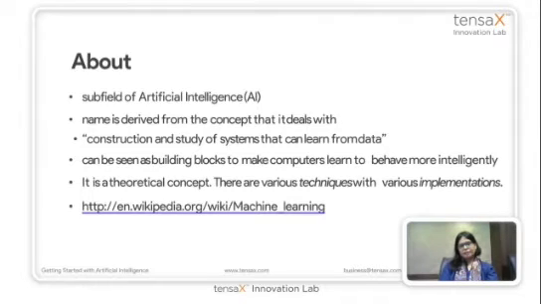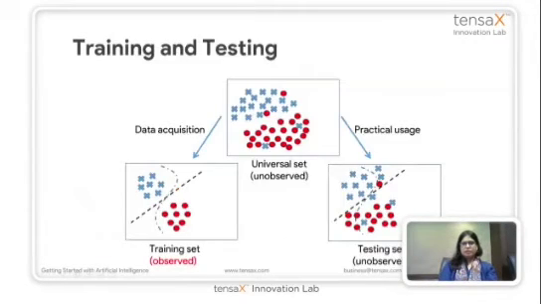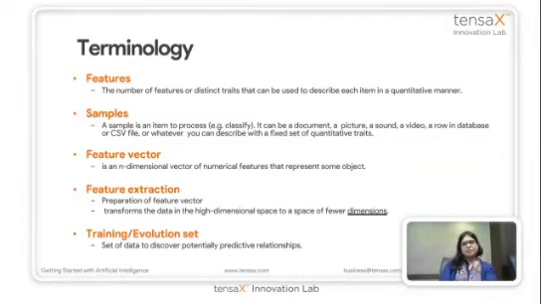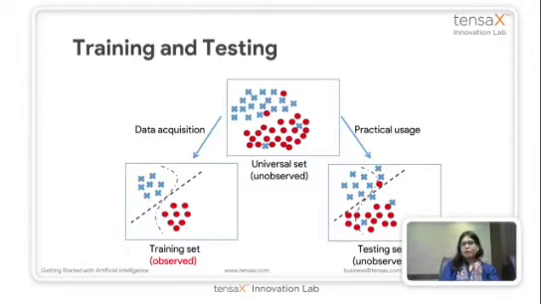So let's see what all we can talk about. As Aryan mentioned earlier, machine learning is a subfield of artificial intelligence, and it deals with the construction and study of systems that learn from data. So what we need is data, right? Without data, none of this would actually properly work. So let's talk more about the terminology that we use when we talk about machine learning. You have probably heard the terms features, samples, feature extraction, and training and evaluation set.